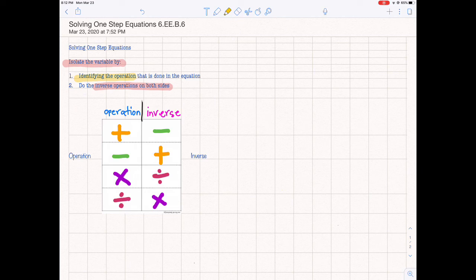So what is an inverse operation? An inverse operation means the opposite. We're going to do the opposite operation to the equation. Alright, let's figure out what opposite operations are.